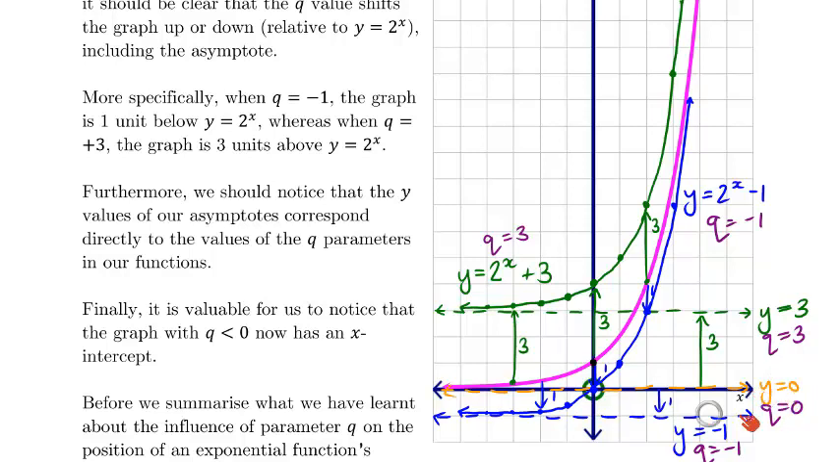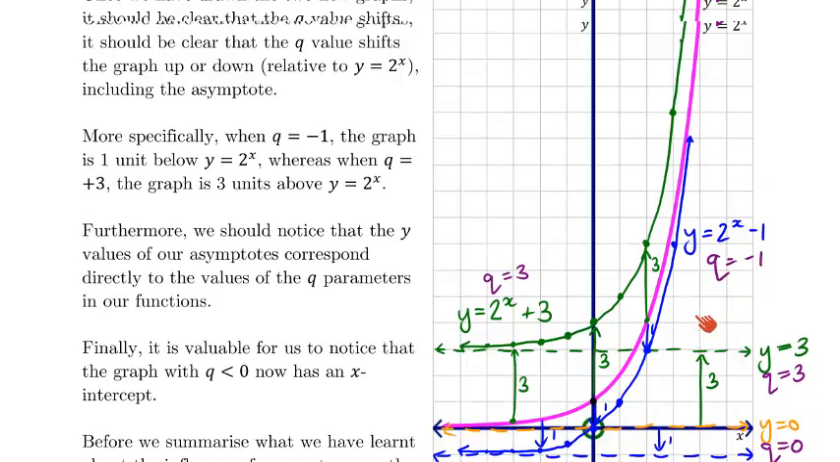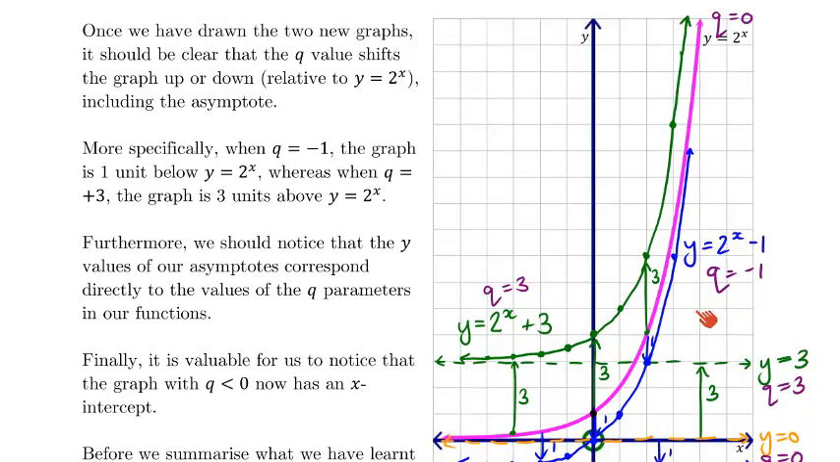In other words, that's why when we changed the q value, we suddenly had an x-intercept for one of the graphs, because the asymptote was no longer on the x-axis. Okay, so once we have drawn the two new graphs, it should be clear that the q value shifts the graph up or down relative to y is equal to 2 to the x, including the asymptote.